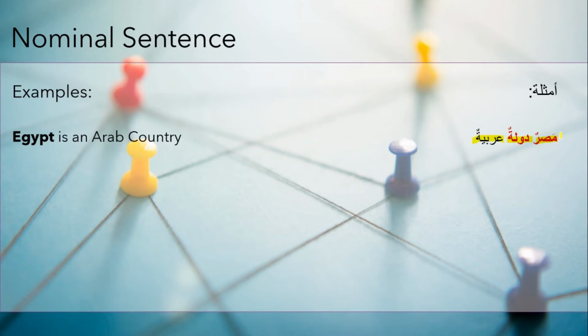Masrun dawlatun Arabiyyatun. Egypt is an Arab country. If you try to notice something here, I needed two words to form the noun, or the nominal part of the sentence. In the second example, I needed only one word. So the previous example: Egypt is an Arab country.